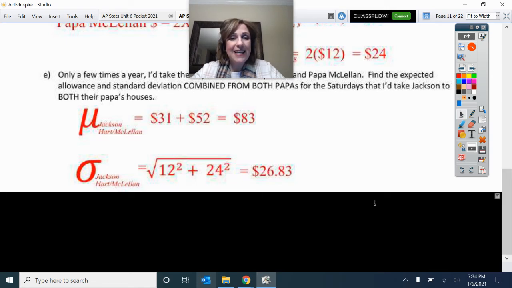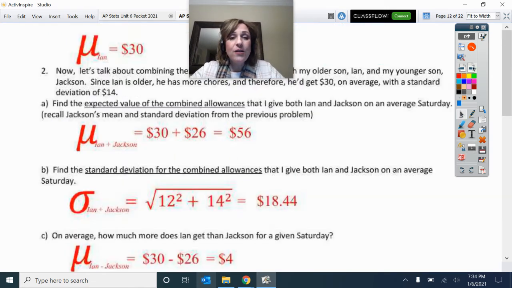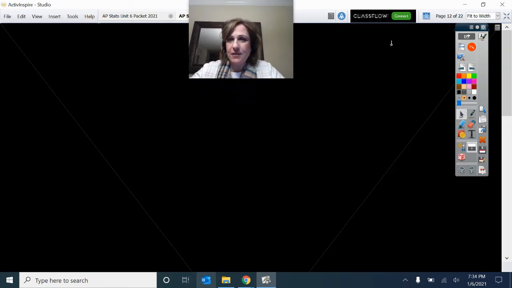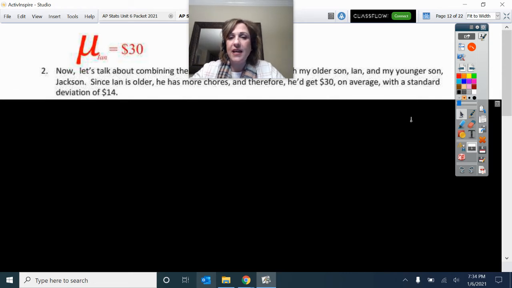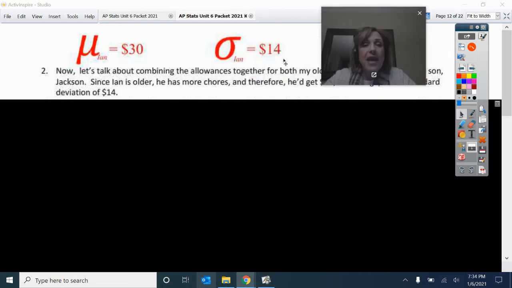All right, let's move on. Now we've got another variable. So now I have my two variables here. I've got Ian, who gets his allowance. He's older. He has more chores. He's doing some other things. So he actually averages $30 with a standard deviation of 14. Yeah, he's averaging 30 with a standard deviation of 14.